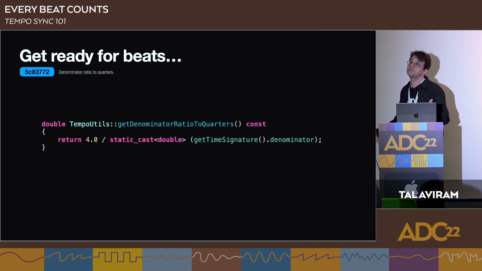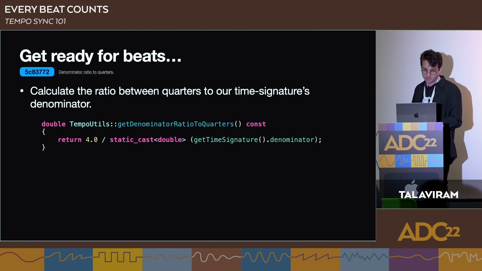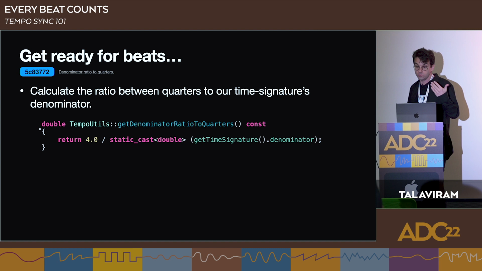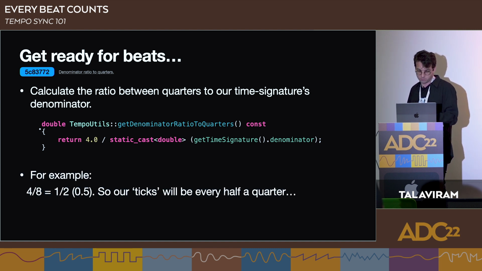And now we just want to get the ratio. Because the PPQs are quarters, what happens if it's 8? In the case of 8, we simply want to tick twice for a quarter. So we just divide this by the denominator. For example, if we have 4/8, now it's divided by the 8, and then we get the ratio of a half.